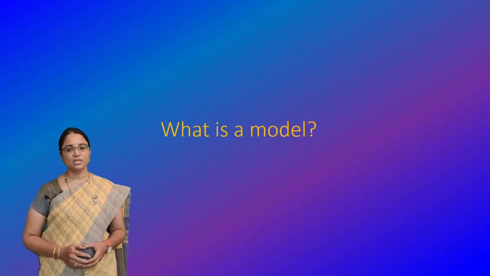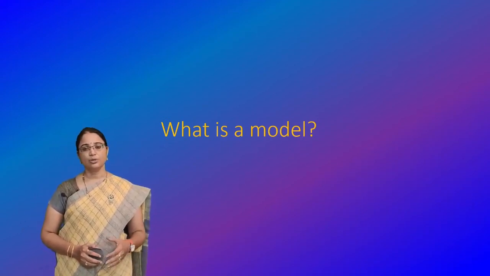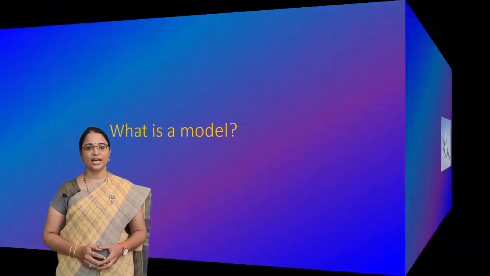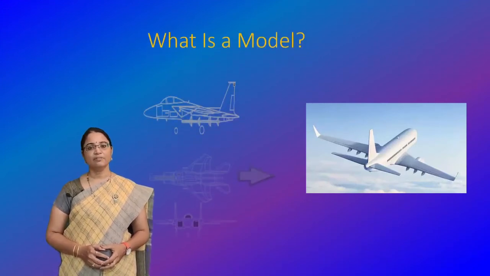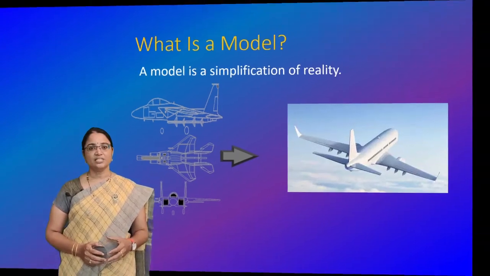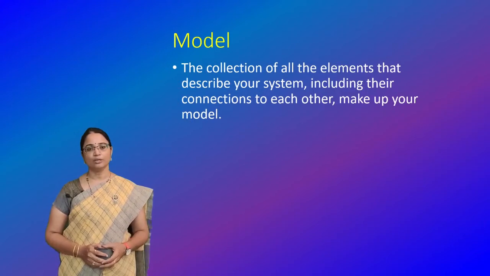And coming to, we have seen the word model all the time. So let us discuss what is this model. A model is a simplification of reality. A model is an abstraction of the real thing, leaving out details. The collection of all the elements that describe our system, including their connections to each other, make up your model.